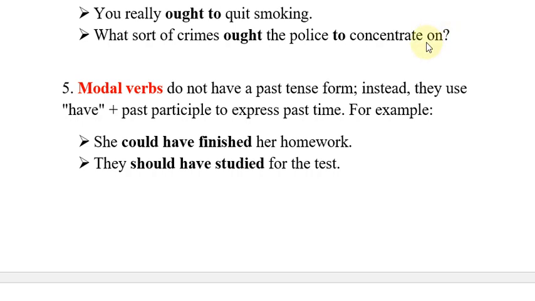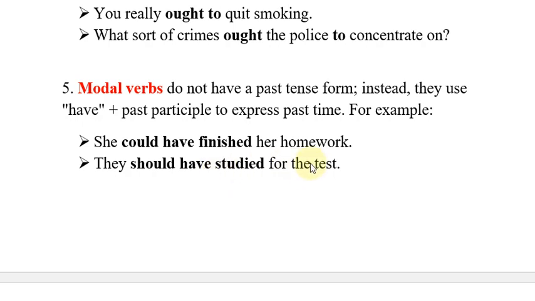Rule number 5. Modal verbs do not have a past tense form, but they use have plus past participle to express past time. For example, you can say, she could have finished her homework. When you say she could have finished her homework, it means you're talking about a past possibility.